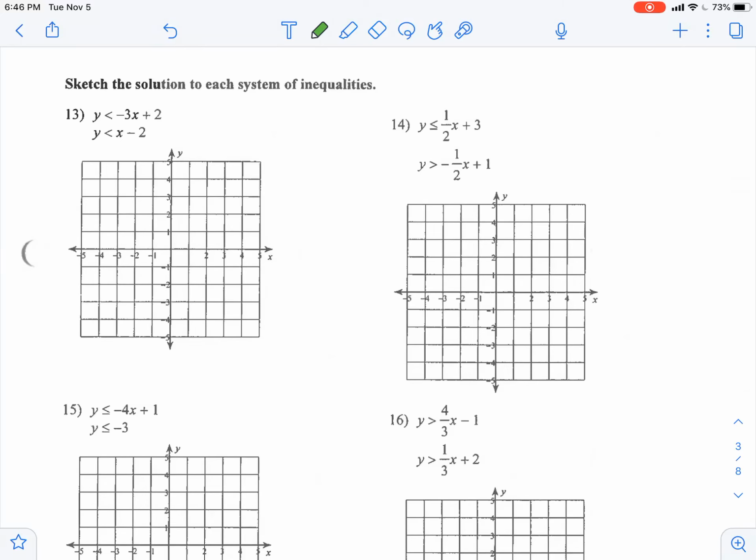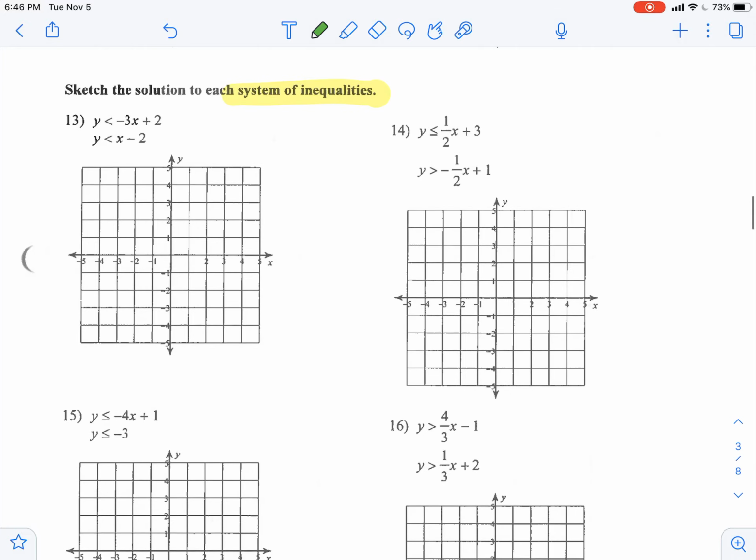Okay, and welcome to this video. So we're going to be talking again about systems, but this time instead of systems of equalities, we're talking about systems of inequalities. So let's do a quick reminder.